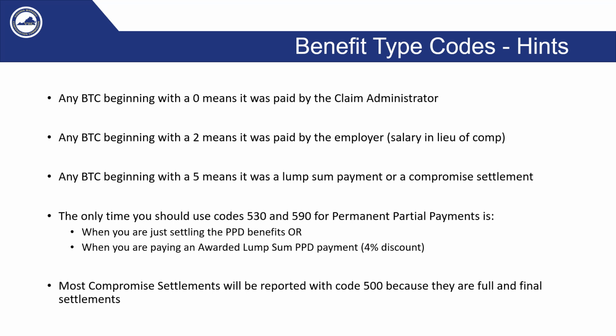The only times you should use codes 530 and 590 for permanent partial payments is when you are settling just the PPD benefits or when you are paying an awarded lump sum PPD payment with a 4% discount. Most compromise settlements will be reported with code 500 because they are full and final settlements where no specific indemnity is settled. 501 can only be used on its own in cases where only medicals have settled and can be used in conjunction with 500 when part of the settlement goes towards medicals.